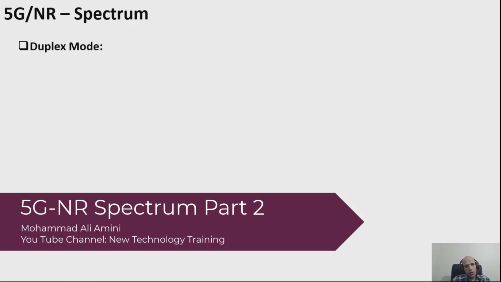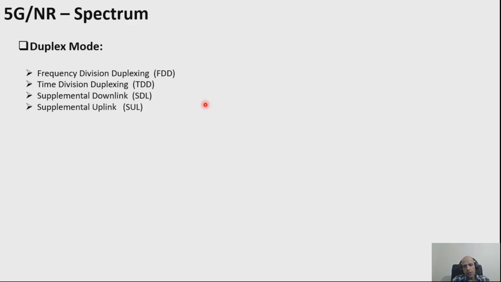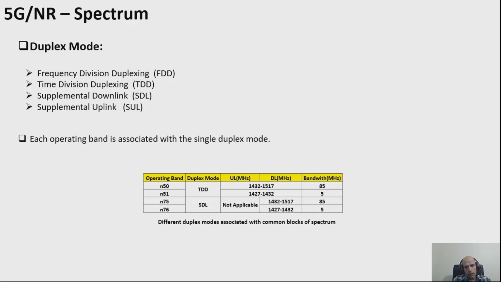Okay, duplex mode. As you already know, the duplex mode determines the way in which a spectrum allocation is used for uplink and downlink transmission. 5G has been specified to support FDD, TDD, SDL, and SUL. Each operating band is associated with a single duplex mode.